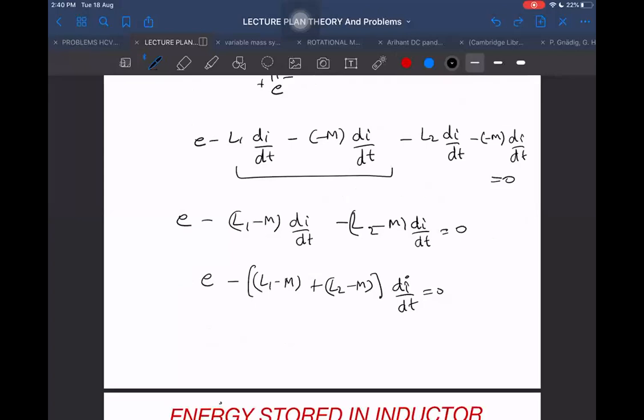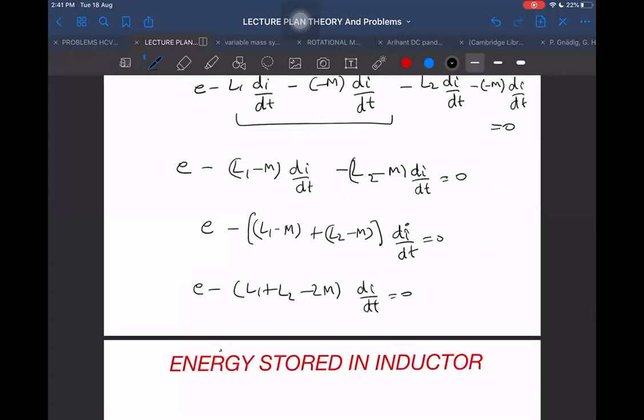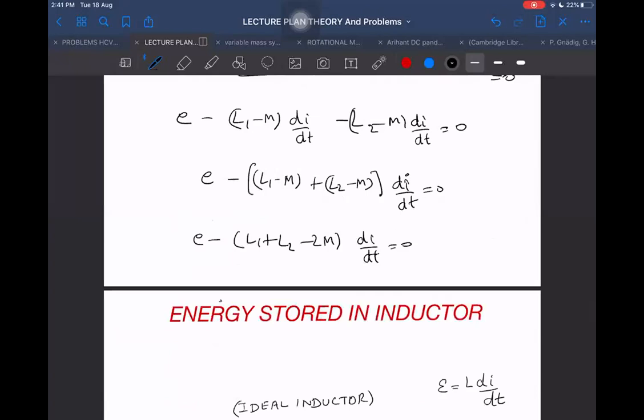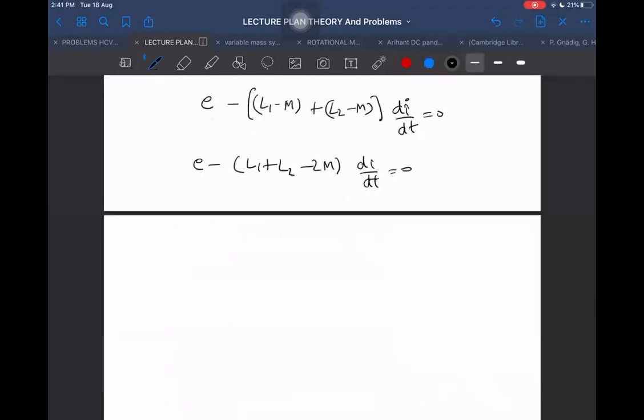What is effective inductance? L1 plus L2 series minus 2M into di by dt is equal to 0. So what kind of inductance can I have in such cases when there are multiple inductors in series? It could be L1 plus L2 plus 2M, or it could be L1 plus L2 minus 2M.